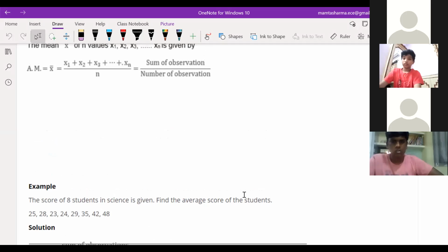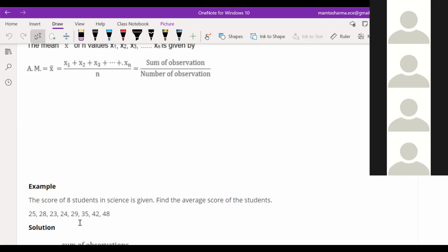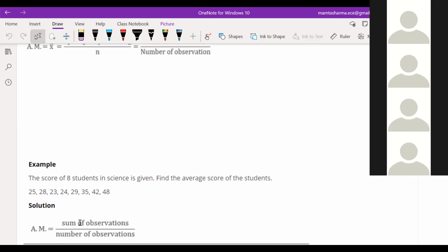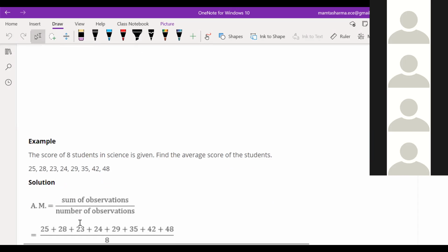Find out the mean of these numbers: 25, 28, 23, 29, 35, 42, 48. Then find the mean. Sum of observations divided by number of observations.